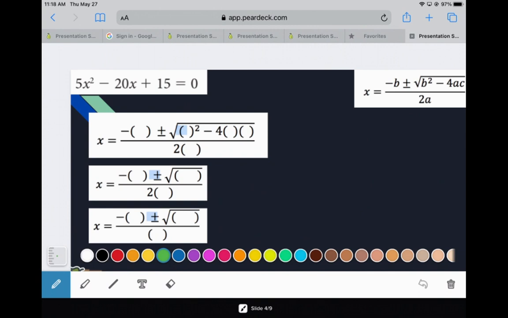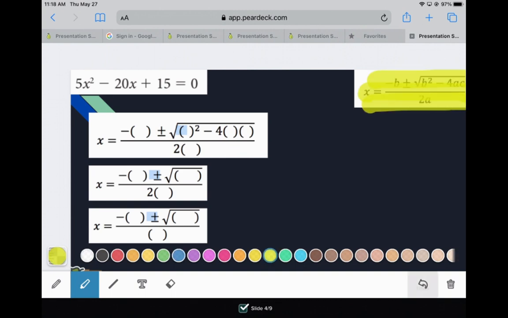Okay, so we have this equation. We have a different one. We have 5x squared minus 20x plus 15. Notice the equation, the function right here, I gave it to you. So I will always give you the formula. You don't have to have it memorized. However, you need to know what values you need to replace with which letter.